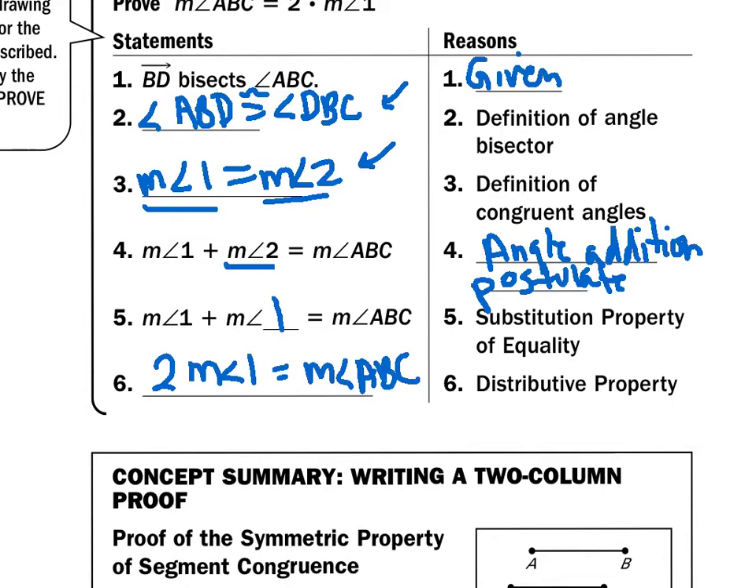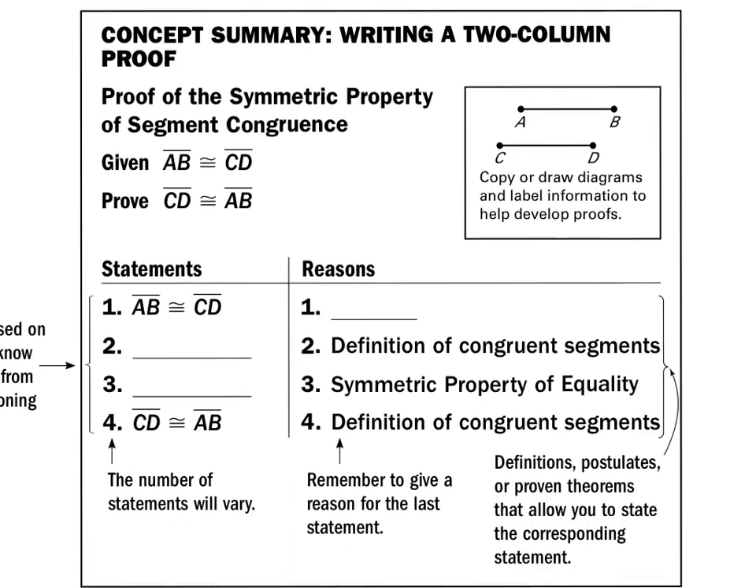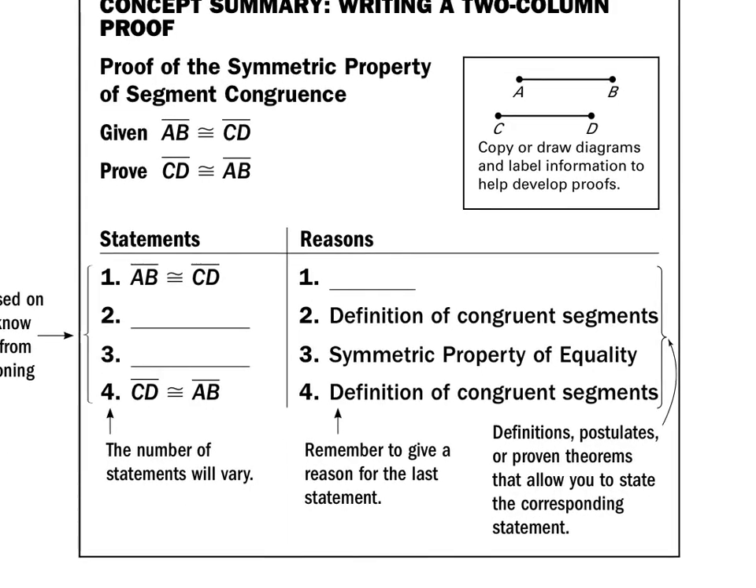Okay, so concept summary. Writing a 2-column proof. Let's do another one. If AB is congruent to CD, prove that CD is congruent back to AB. So, first, what is that? How do we get this statement? We get it from its givens.